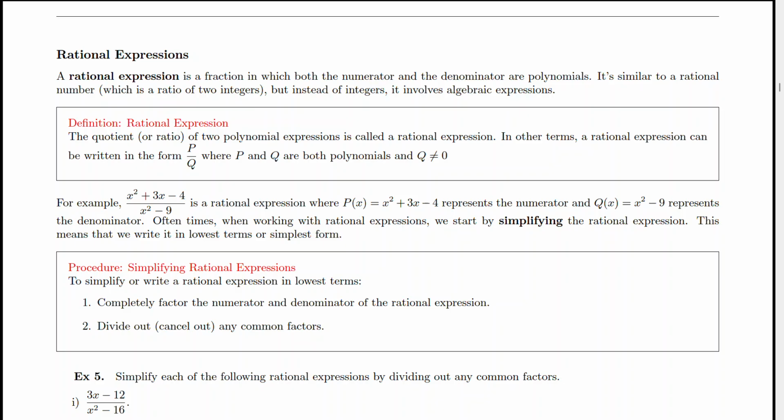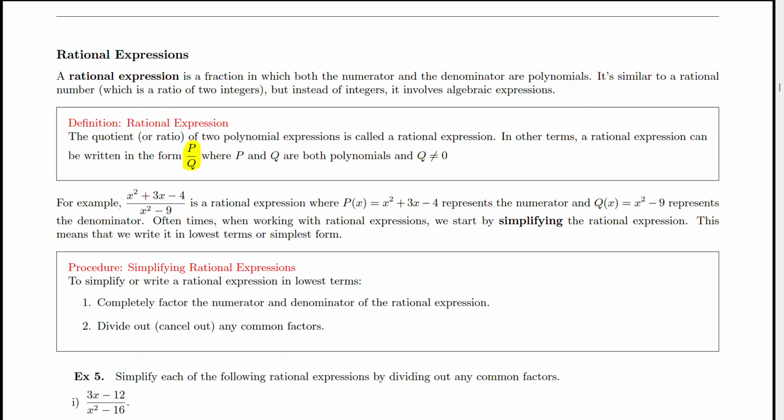The next topic that we have to review is rational expressions. So first of all, what is a rational expression? It is a fraction that contains a polynomial in the numerator and a polynomial in the denominator. So it has the form p over q, where p and q are both polynomials, and remember that the denominator cannot be equal to 0. And the first thing we will talk about is how to simplify these expressions.